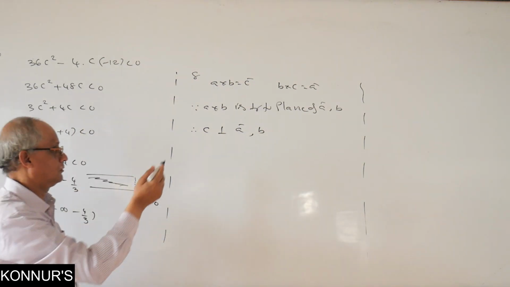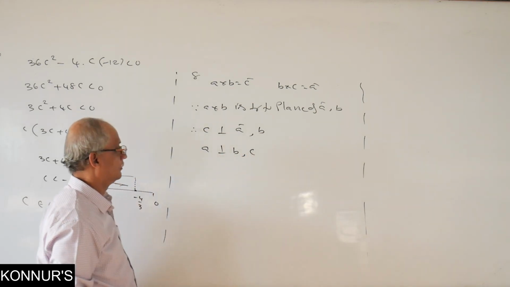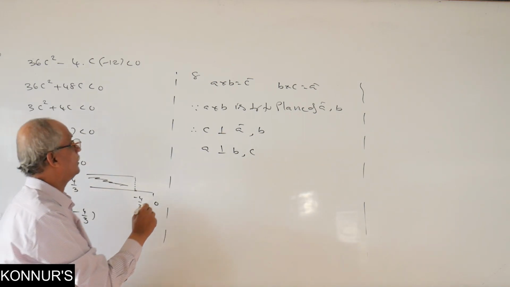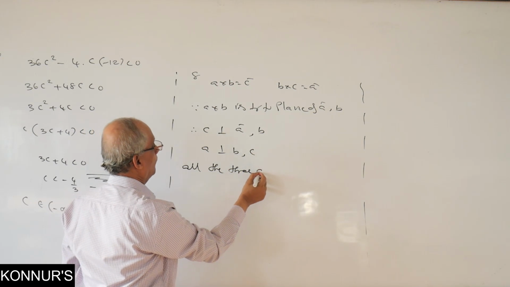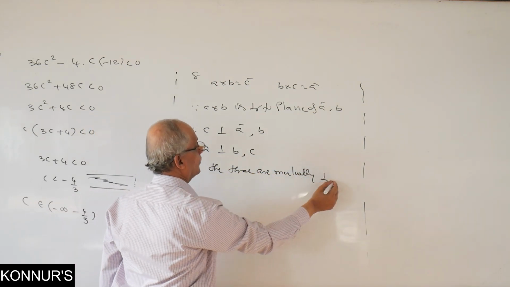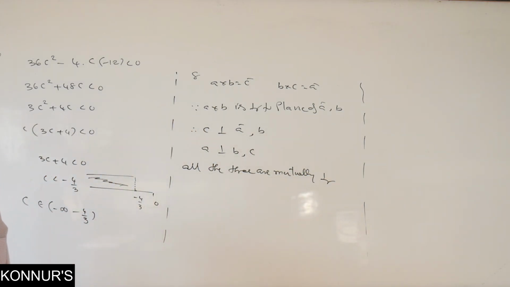Same reason here also. A is perpendicular to B bar, C bar. What is implied? All three are mutually perpendicular. Every two are perpendicular, like coordinate axes x, y, z. A·B = 0, B·C = 0, C·A = 0, because they are perpendicular. Next to nothing else is given.